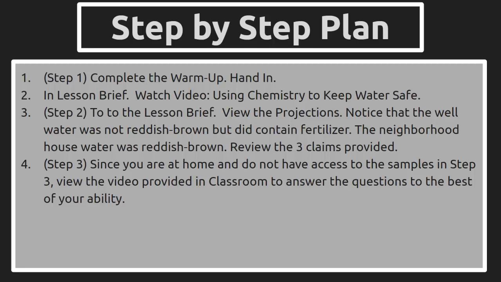Step 2, you do need to go back to Lesson Brief again to view the projections. The teacher would project them for you in class, but you're going to have to take a look at them on your own. What I do ask is that you notice that the well water was not reddish brown, but did contain fertilizer, and that'll make sense when you look at projection page number 1. And the neighborhood house water was reddish brown. Then move on to the next pages and review the 3 claims provided. They will be following us along in this unit, and we'll be deciding which of these claims best answers the question.